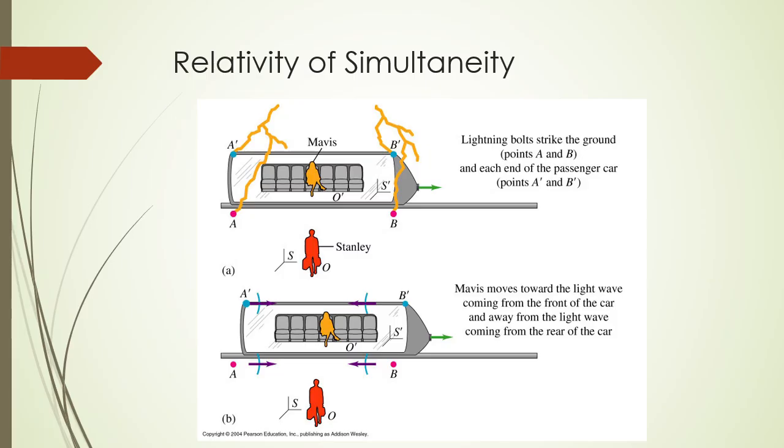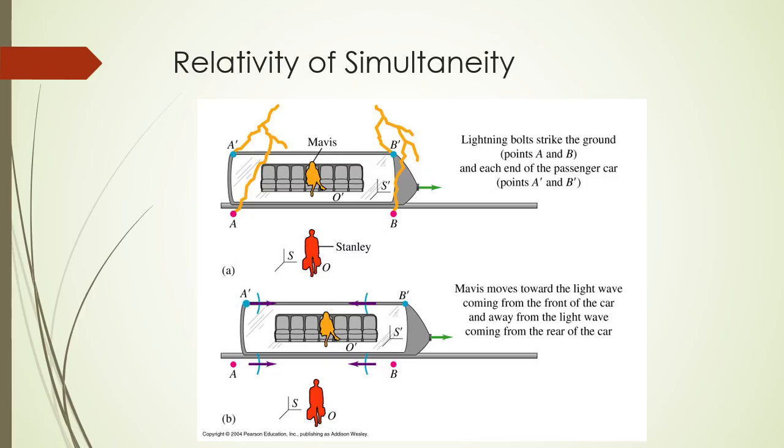So let's take a closer look at the situation. So we've got Mavis, who's in a moving train. She's in the S prime frame, and Stanley, who's on the platform in the S frame. Okay. So the lightning bolts strike the two ends of the train, A prime and B prime, A and B, which are on the track, right?